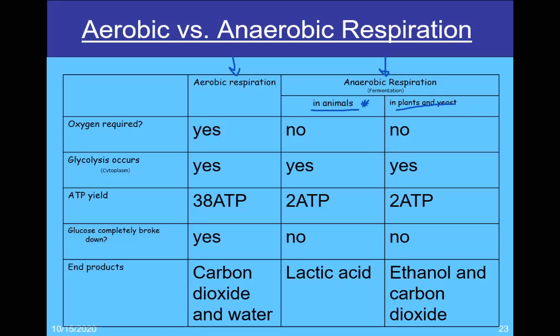All right, so we now know that oxygen is required for aerobic, but not for anaerobic. All of these stages do glycolysis, whether you do aerobic or anaerobic, but notice the difference in ATP production. If you have oxygen, you can make 38 ATP. If you don't have oxygen, you only get 2.